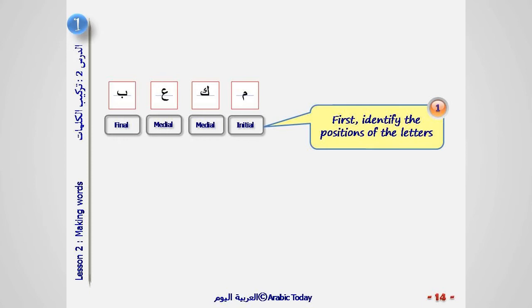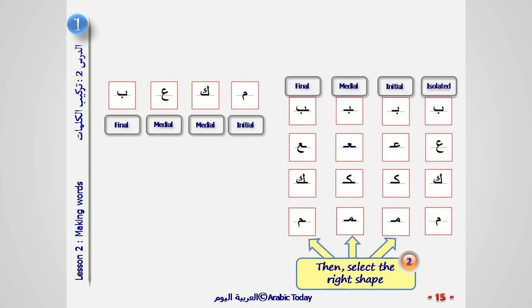The first letter mim is in initial position. The second letter kaf is in medial position. The third letter ayn is also in medial position. And the last letter ba is in final position. Now, for each letter, we select the right shape. Watch the green frame.